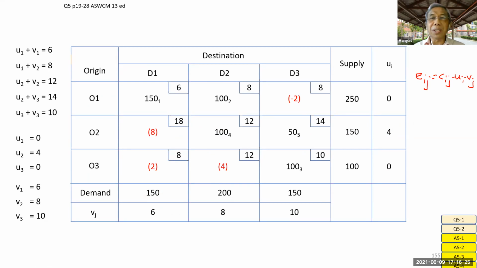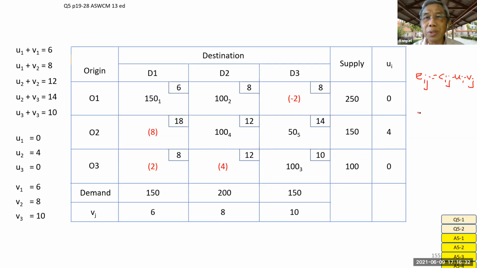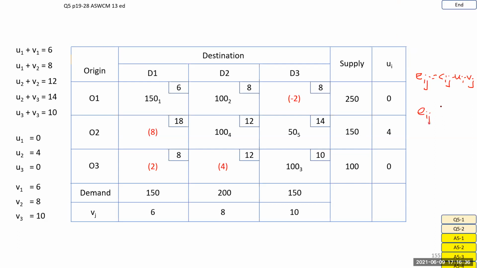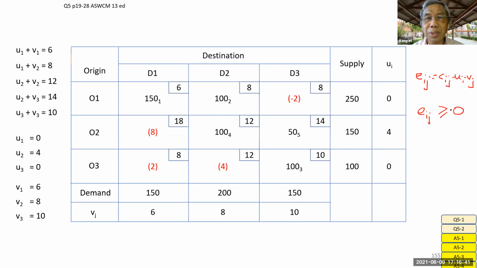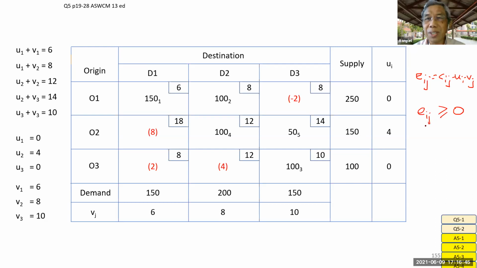Optimal or not optimal? Not yet optimal. How do you know? To be optimal, Eij should be greater than or equal to 0. In this case, we don't satisfy this requirement, so not optimal. If not optimal, we are going to draw a closed path, or some say closed loop.